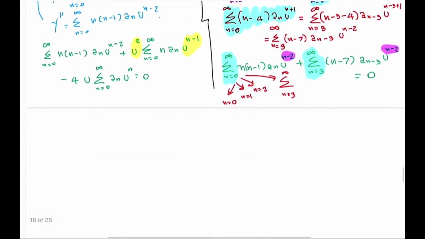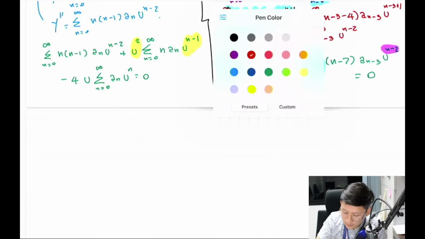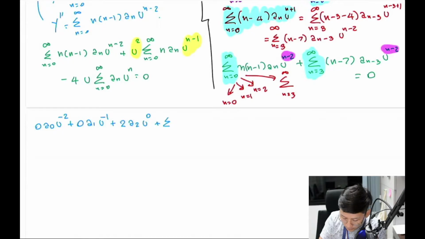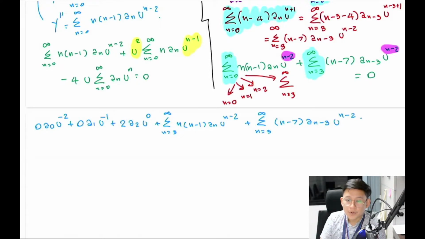So from here, if n is 0, we would get 0·a0 u^(-2), plus when n is 1 we would get 0·a1 u^(-1). When n is 2 we would get plus 2a2 u^0, and from 3 we take the summation from 3 to infinity, n minus 1 a_n u^(n-2), and the other one would be summation n from 3 to infinity, n minus 7 a_(n-3) u^(n-2).